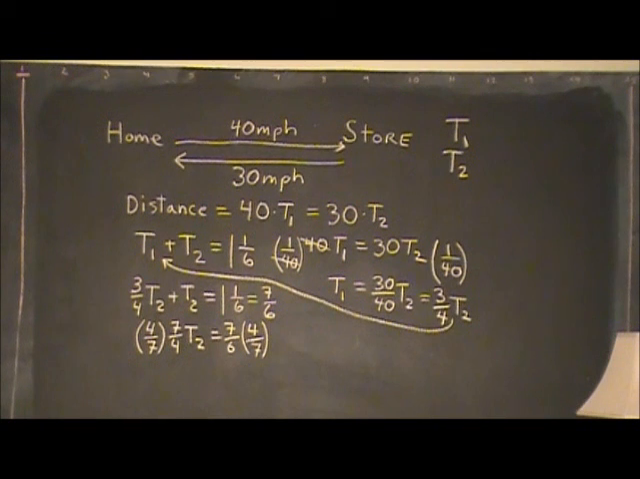If we multiply both sides of the equality by 4/7, the 4's and the 7's on the left-hand side cancel, and after canceling the 7's on the right-hand side, we see that t2 is equal to 4/6.